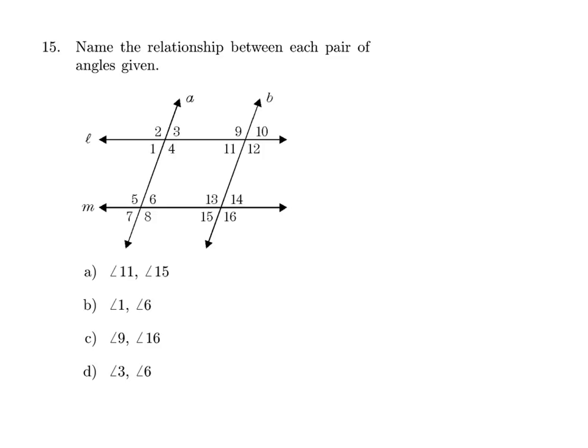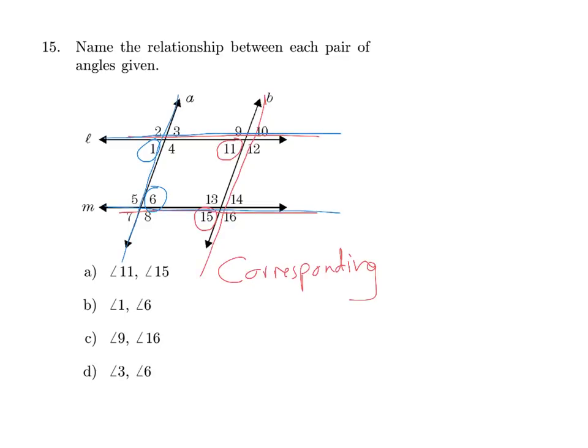All right, 15. Name the relationship between each pair of angles given. All right, 11 and 15. All right, here are my parallel lines. That's my transversal. Those are corresponding angles. Okay, 1 and 6. These are my parallel lines here. This is my transversal. Those are alternate interior.